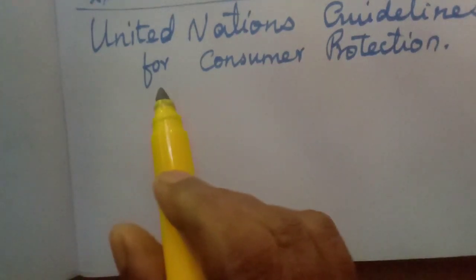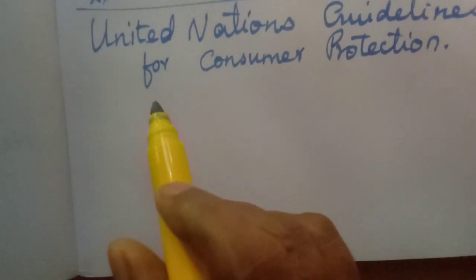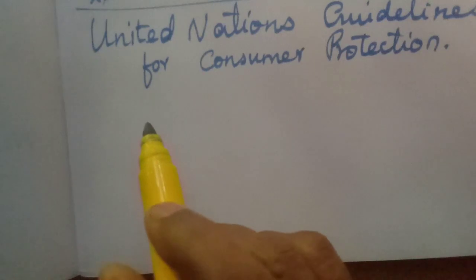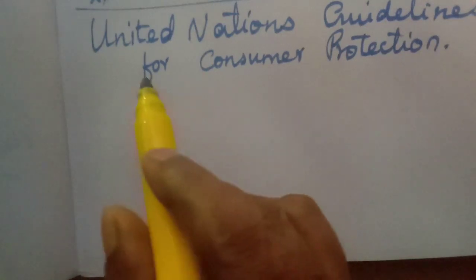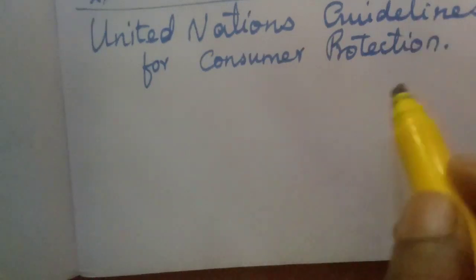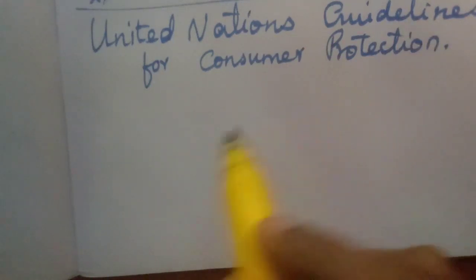So in commerce, now we are in the 16th lesson, consumer protection. In that one, the next heading we are going to learn is United Nations guidelines for consumer protection.